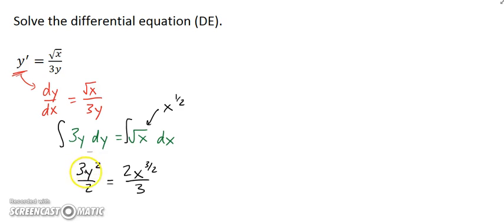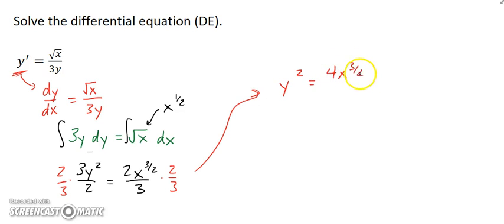Now I want to solve this for y. So I think a really smart move would be to multiply both sides by 2/3, because the 2's and the 3's would all cancel, and I'm just going to get y squared on the right side. But if I do it to the left side, better do it to the right side as well. So y squared would be now 4x to the 3/2 power divided by 9. And again here, oh, and by the way, I realize I left off my constant of integration, plus some constant c.